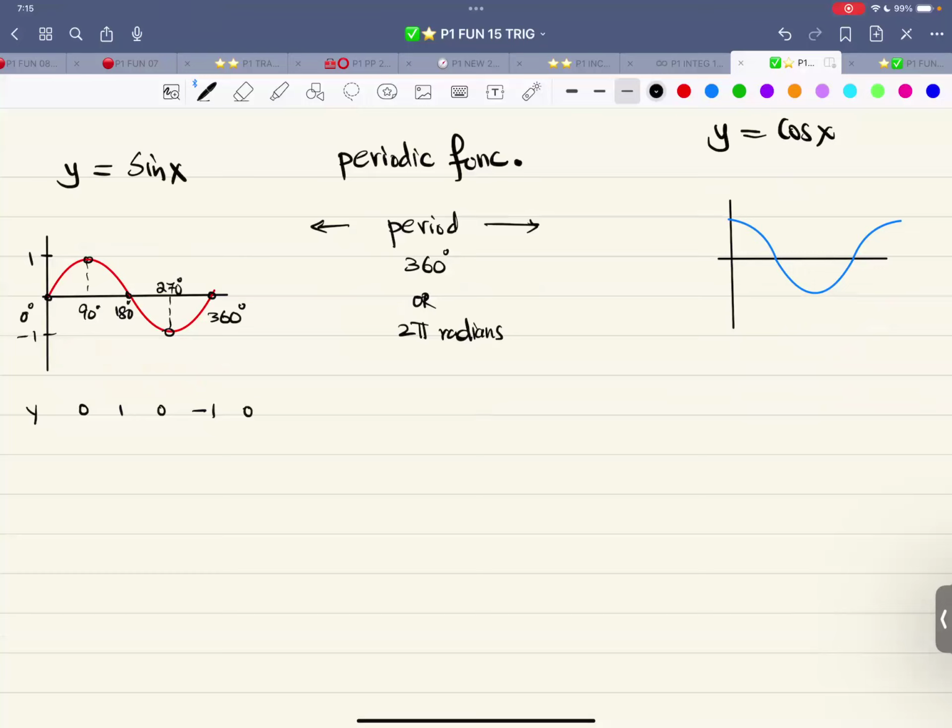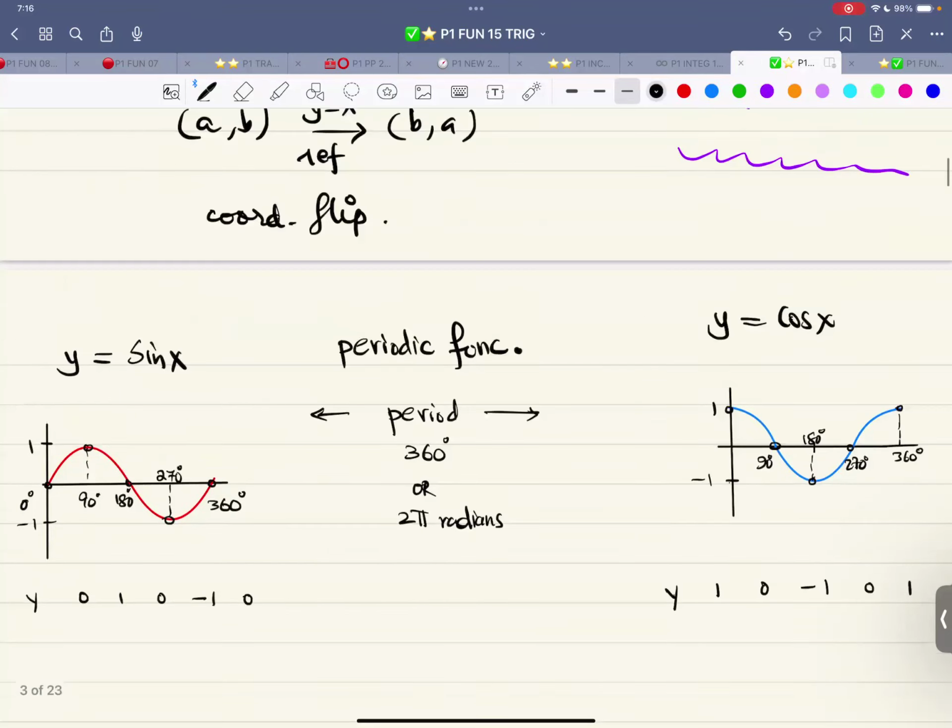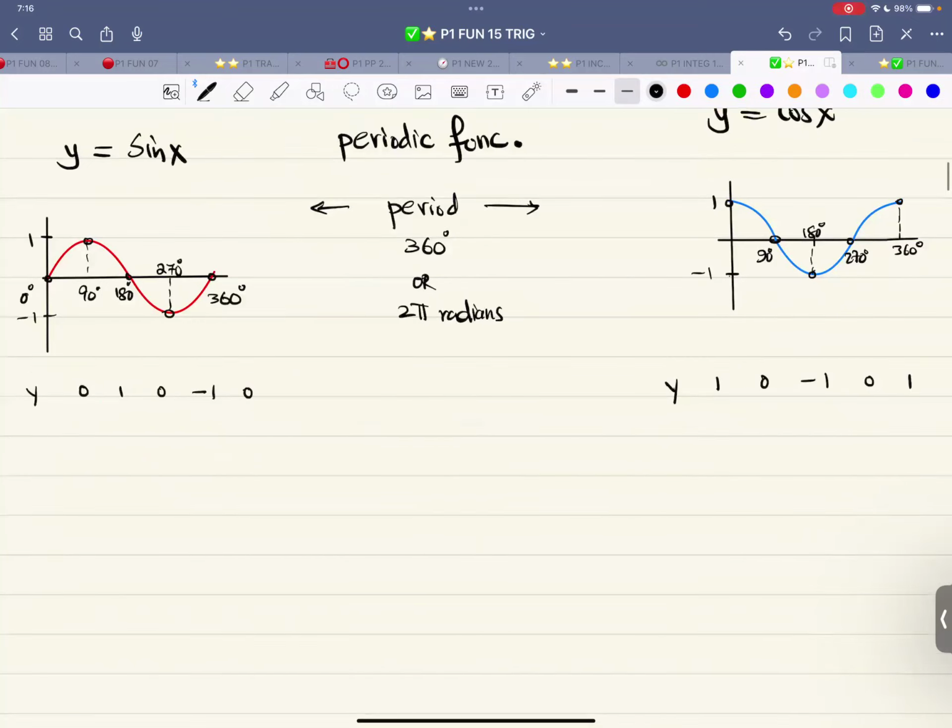And over here, this is 1, this is 90, this is 180, this is 270, and this is again a 1 at 360 degrees. So therefore, this is, let me mark this thing, that is -1. So now the y values are 1, 0, -1, 0, and 1. And this is also one cycle. Now, this is the basic idea that we have.